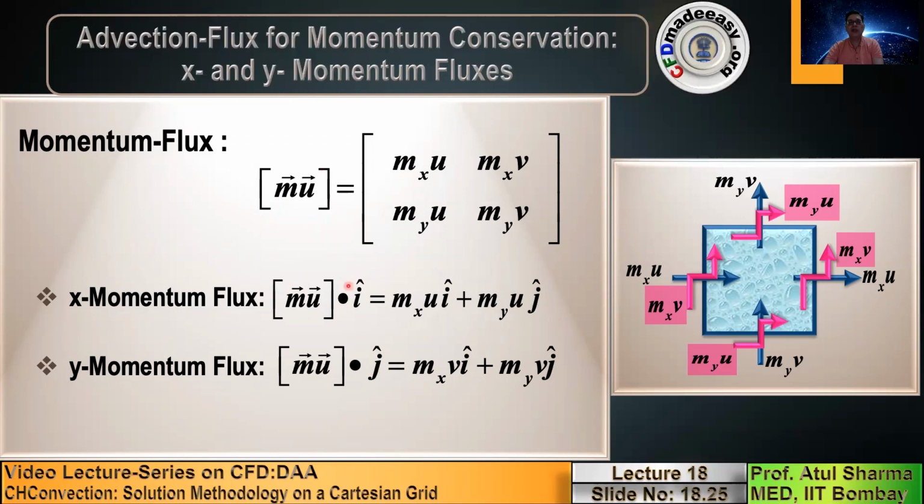What I mean is this: for the dot product with i, you take the first column, mxu i plus myu j, and for the dot product with j, to calculate the y momentum flux, you take the second column and write it like a vector. So this will become mxv i plus myv j as shown. So in the later slide, when I apply x momentum conservation, I will use this x momentum flux. And for y momentum conservation, I will use this y momentum flux. For enthalpy flux, I will use mx cpT and my cpT, which will be hx and hy.